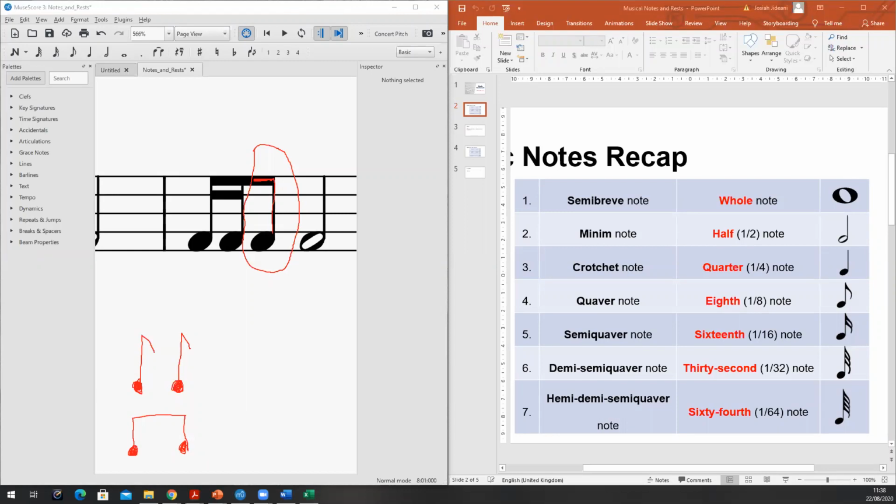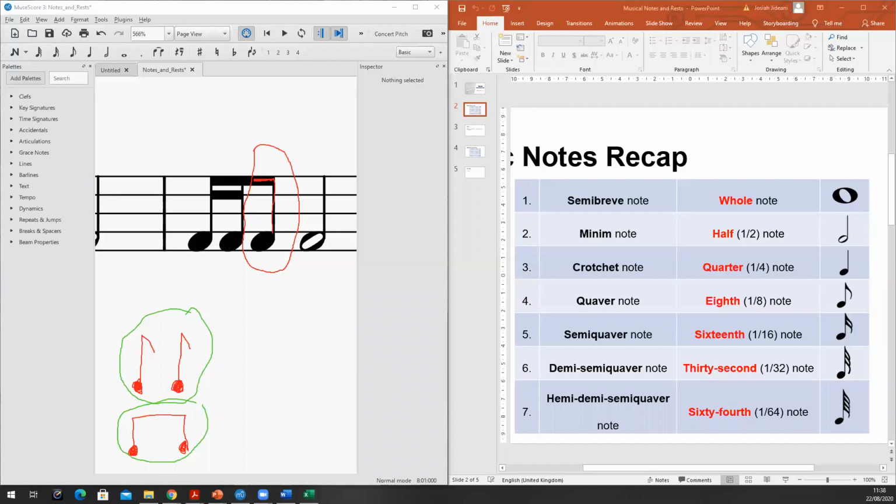These two are the same. It's the exact same thing. This is the exact same thing as this. The beam just tells you that there are two quavers because they've only got one beam.